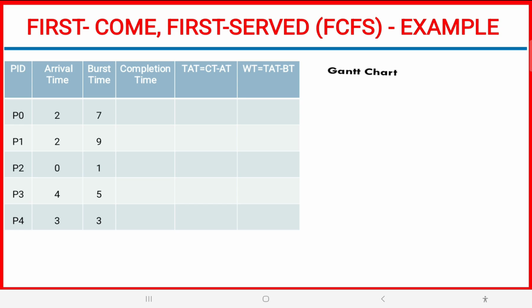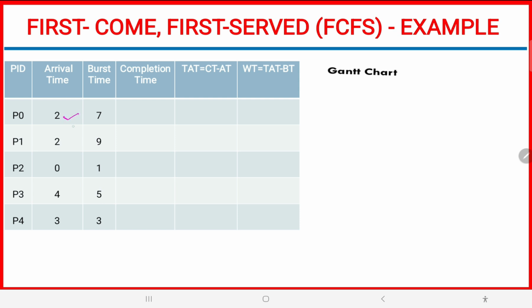There is one difference between this problem and the previous problem, and that difference lies in the arrival time. In the previous slide, we had three processes and all of them arrived at time t equal to 0. That is, the arrival time for all the processes was the same. But over here, the arrival time of different processes is different.